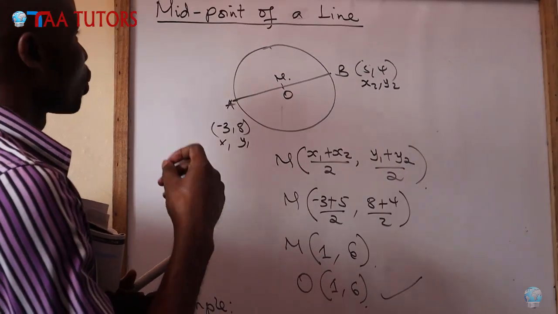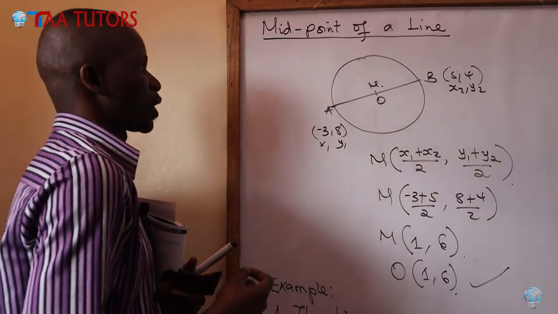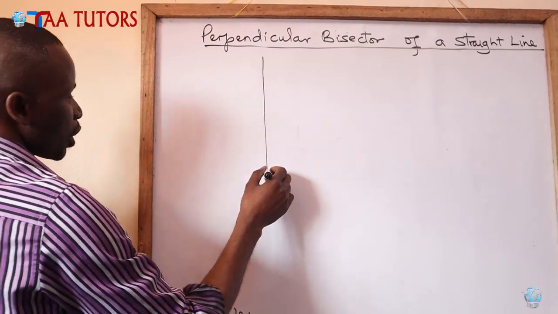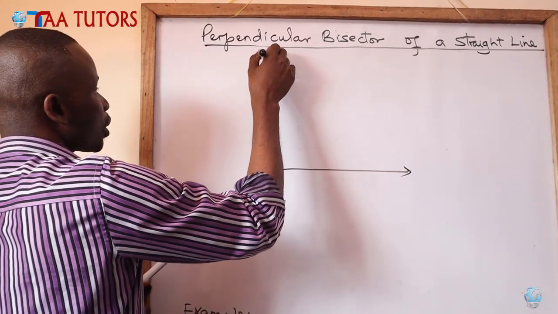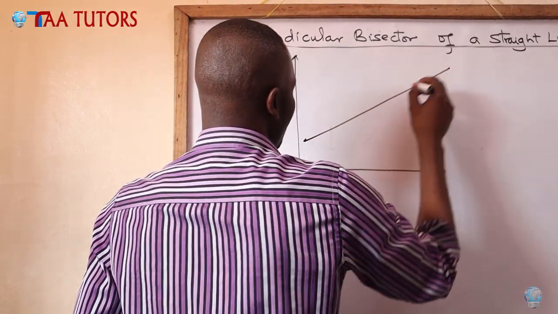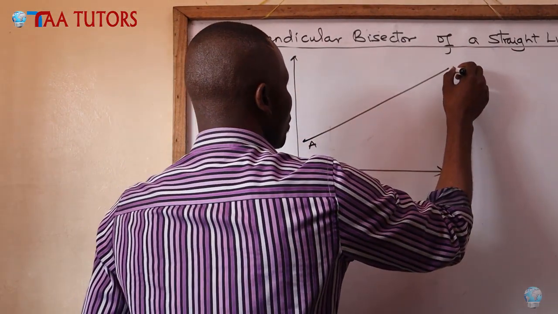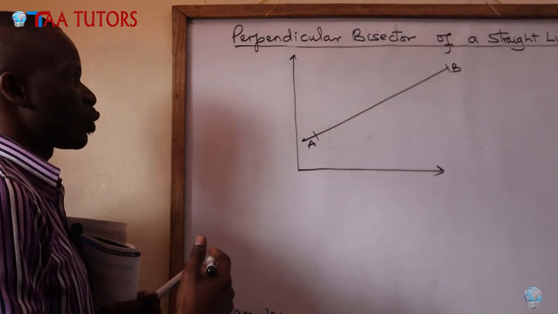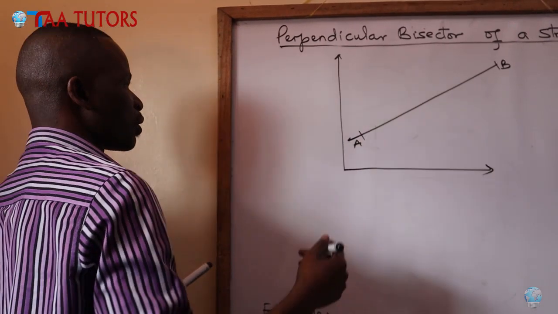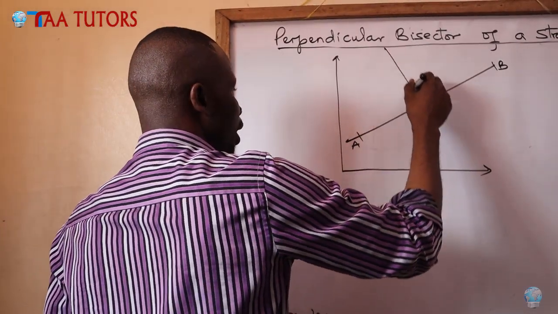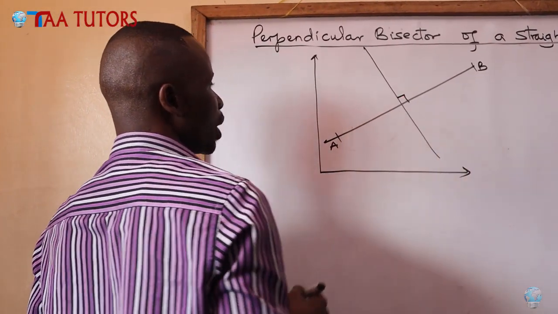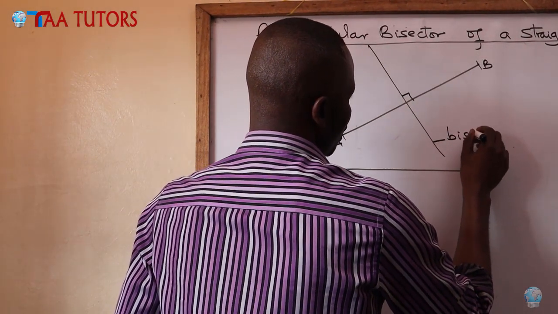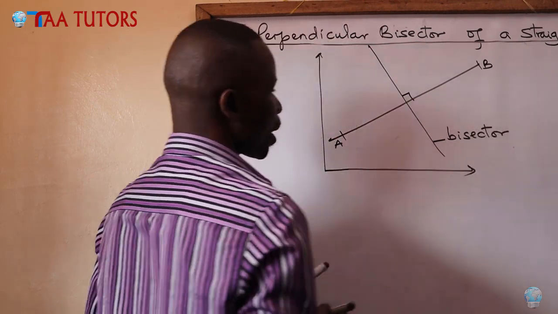Now, I want to move to what we call perpendicular bisectors of lines. Now, if you have a straight line, assuming this is the straight line that we have, this is the Cartesian plane. If that's the straight line that I have, and this is A, B. Now, a perpendicular bisector of a line usually divides a line into 2 equal parts. So if I have to define a perpendicular bisector of this line, for example, it must be meeting line AB at 90 degrees. This is the perpendicular bisector. This is the bisector of line A, B.